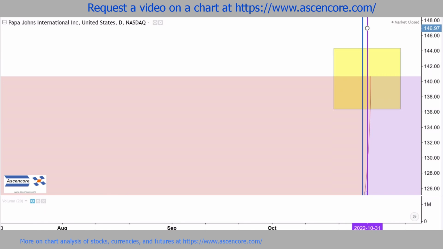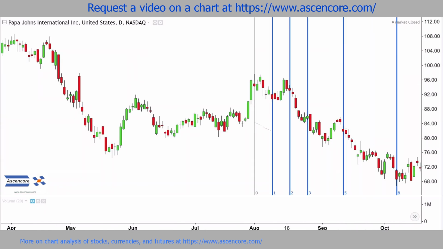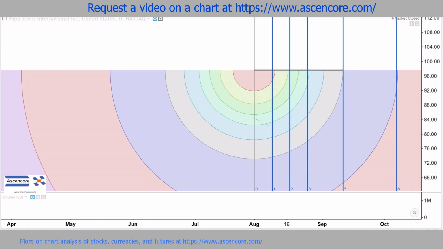If you want to learn more about the fib time zone and other fib time tools, there are already lessons about that, so you can better understand why certain intervals are chosen in these examples.